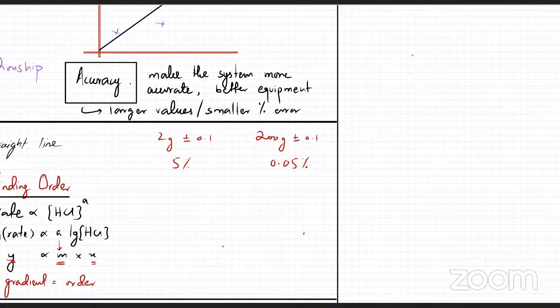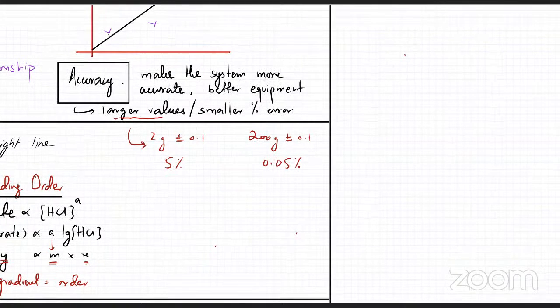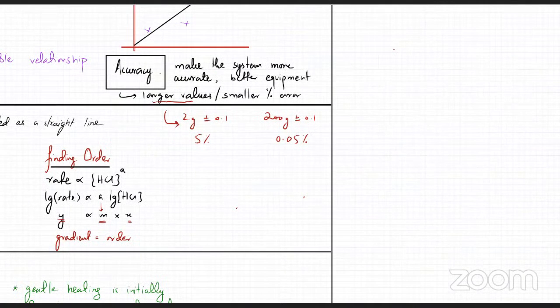So is this idea clear, that using larger quantities and larger values would lead to a smaller percentage error and more accurate results? Yes, sir. And also remember, if you want to make a very dilute solution in chemistry, you never actually make a dilute solution. You make an extremely concentrated solution.